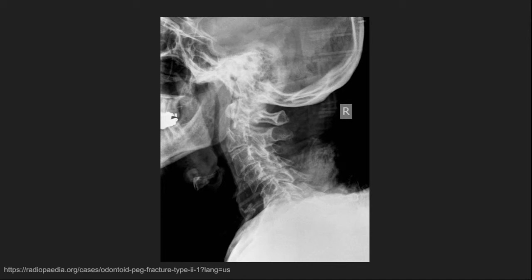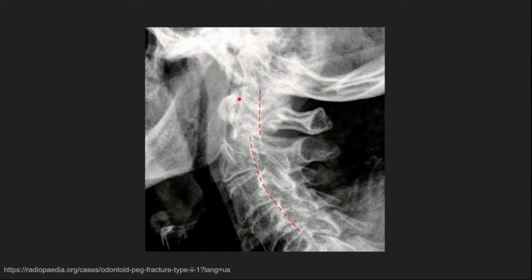Carefully examine the alignment of the odontoid process with respect to the body of C2. Here we see a disruption of the posterior vertebral line. This patient had a type 2 odontoid fracture.